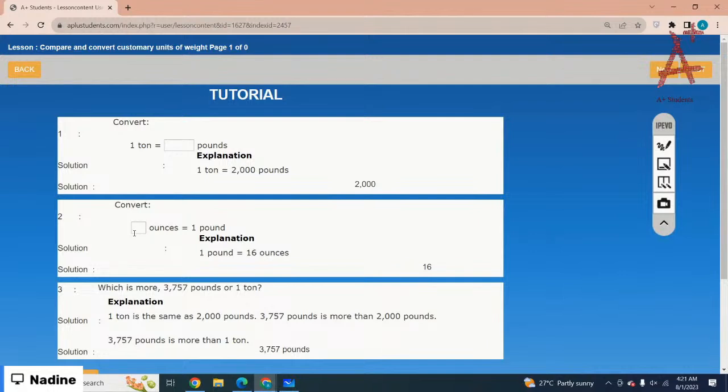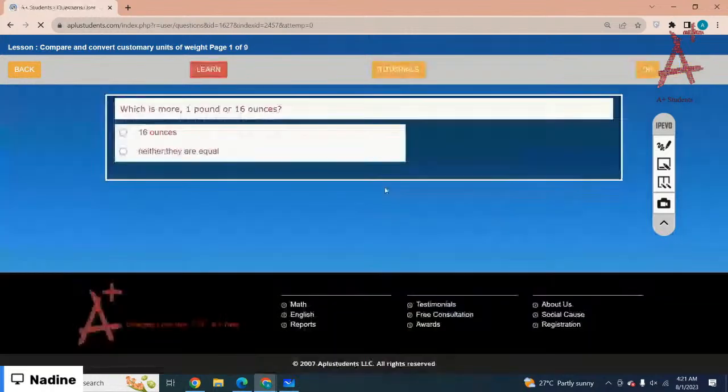The next one is, which is more, 3,757 pounds or 1 ton? The correct option is 3,757 pounds because in 1 ton you have just 2,000 pounds.